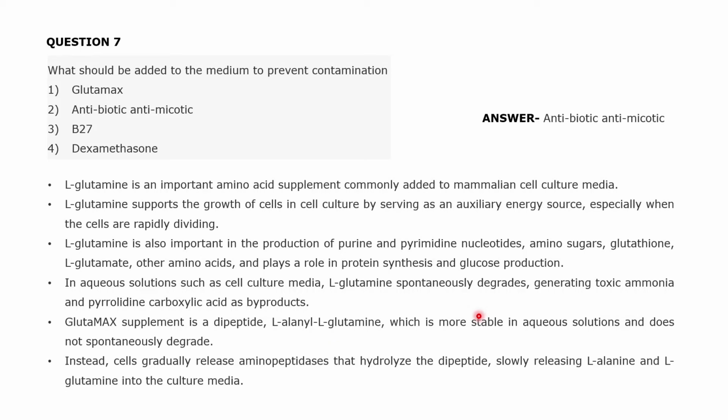This is more stable in aqueous solution and does not spontaneously degrade, because sometimes the cell culture has to be stored longer, so the compounds present in the culture should be stable enough. So glutamax is in this dipeptide form, which is quite stable. Once it enters the cell, aminopeptidases hydrolyze it and release L-alanine and L-glutamine into the culture medium, so that they can be taken up whenever needed. Much of it will be present in the dipeptide form, and some will be released as L-alanine and L-glutamine, which can be taken up by the cell to carry out its growth functions.